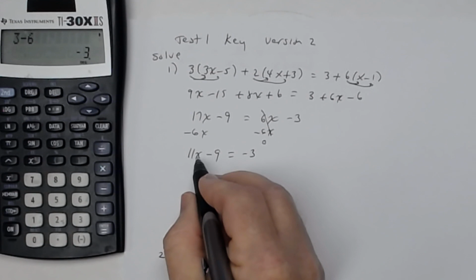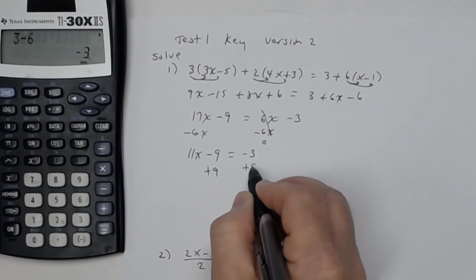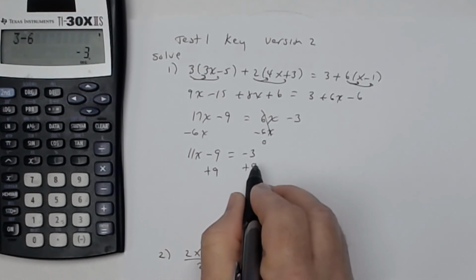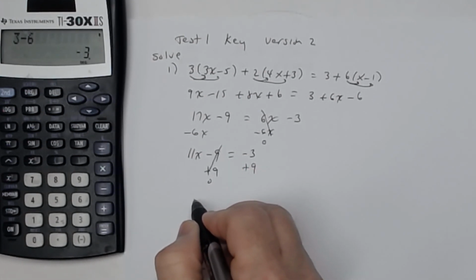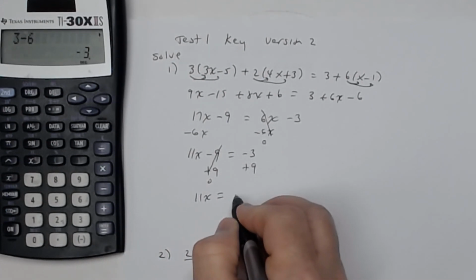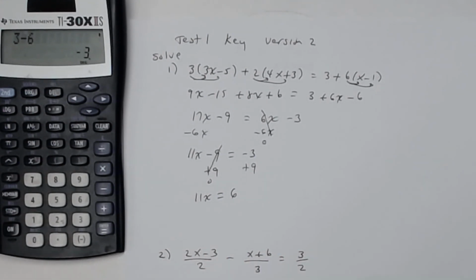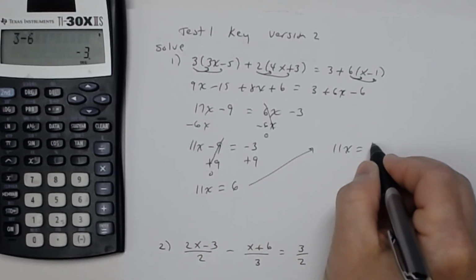To get 11x by itself, right now I'm subtracting 9. The opposite of subtracting 9 is to add 9. So we're going to do it to both sides. So what you do to one side, you do to the other. When I combine like terms, a negative 9 and 9, 0, I get 11x is equal to negative 3 plus 9 is a positive 6. And then I'm going to go ahead and just rewrite it over here.